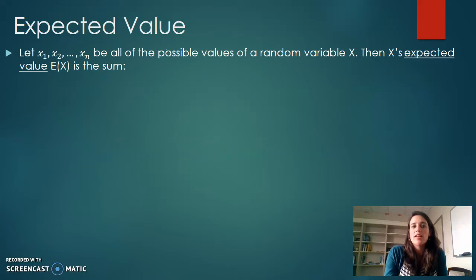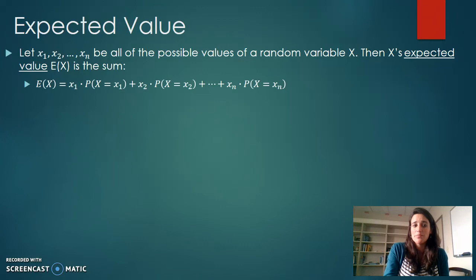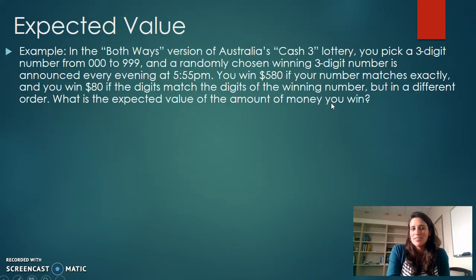So let x1, x2, all the way through xn be all of the possible values of a random variable x. Then x's expected value, represented by E of x, is the sum x1 times the probability that the random variable is x1, plus x2 times the probability that your random variable is x2, plus all the way up to xn times the probability that your variable is xn. Let's make sense of this with an example.